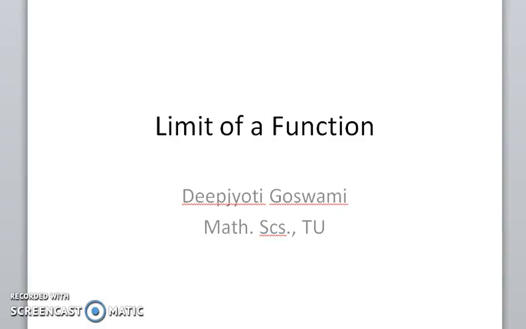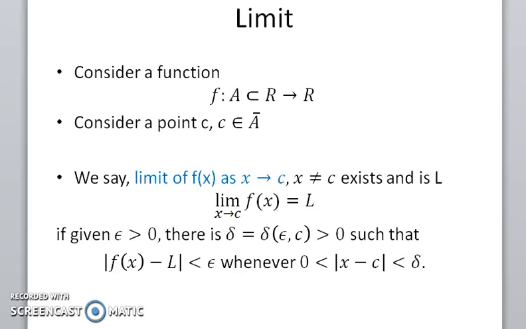Today we are going to look at limit of a function. So what do you mean by limit? Consider a function from A to R, where A is a subset of R, and consider an arbitrary point C. C may be inside A or may not be, but C is a cluster point. That means C is in the closure of A.